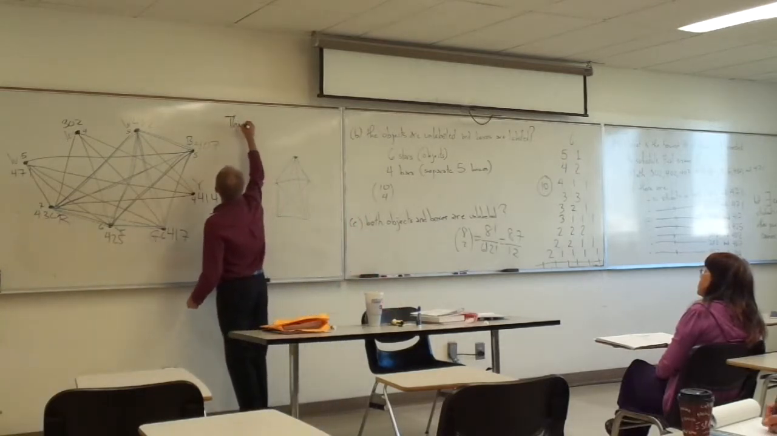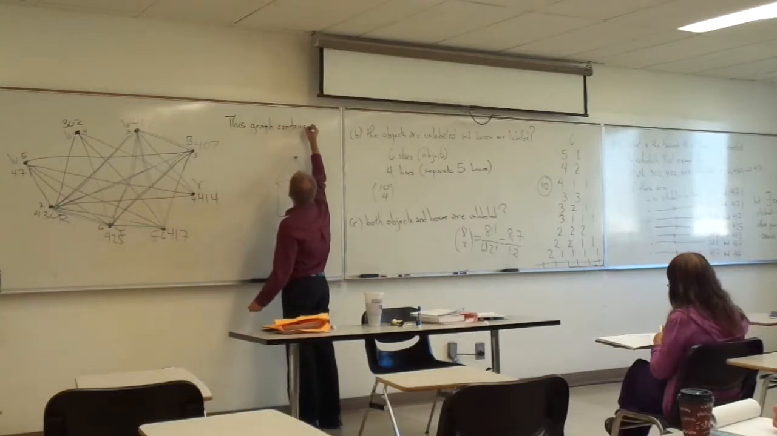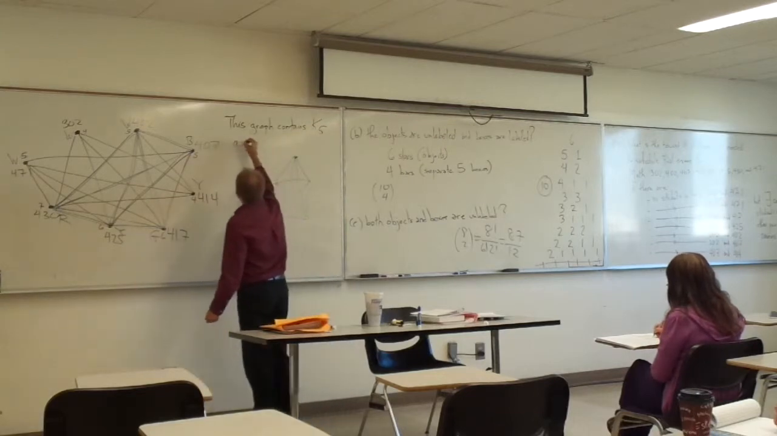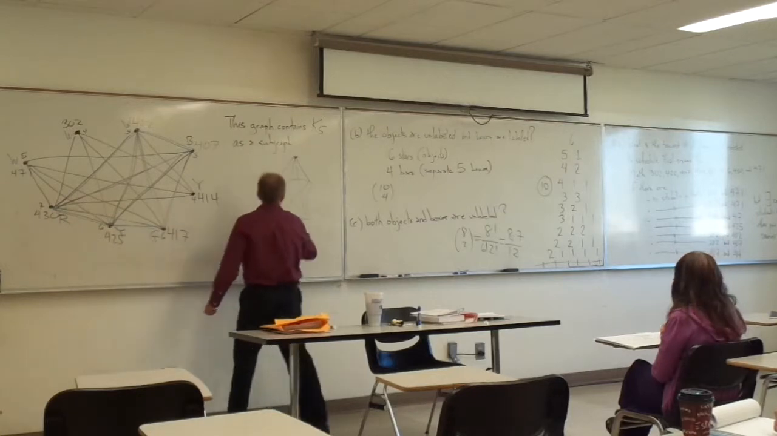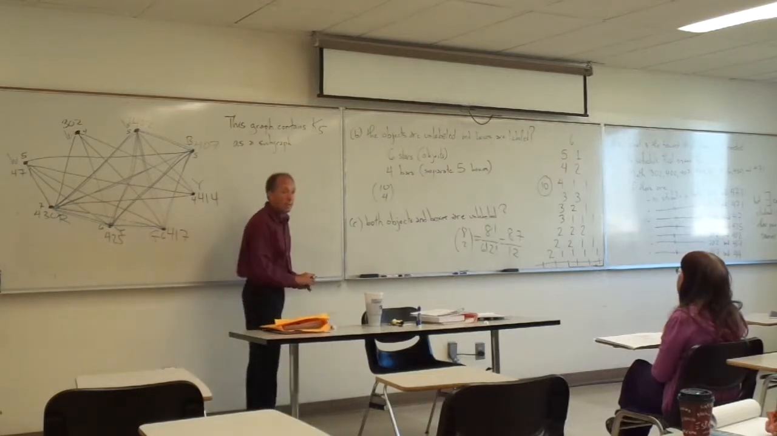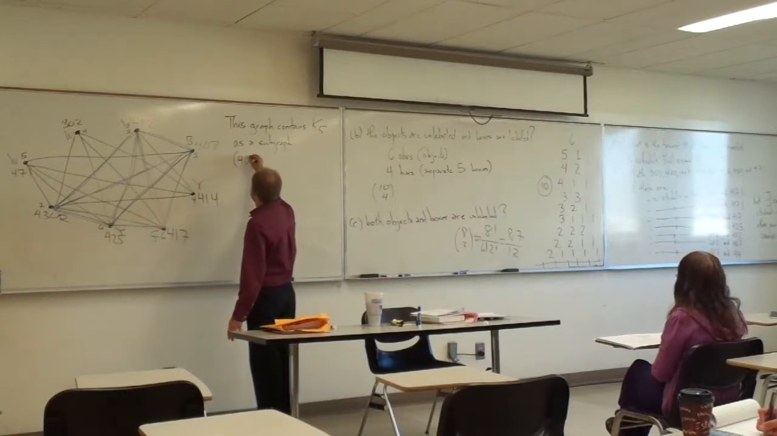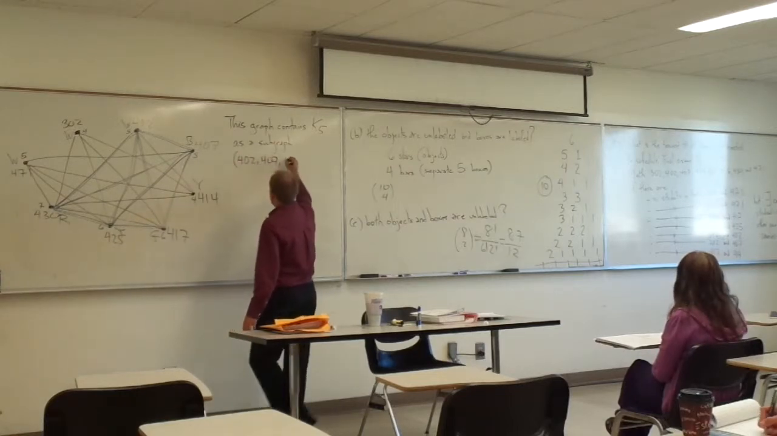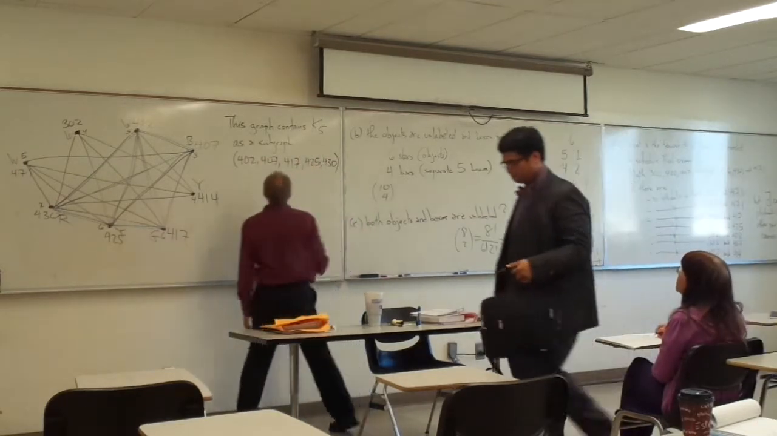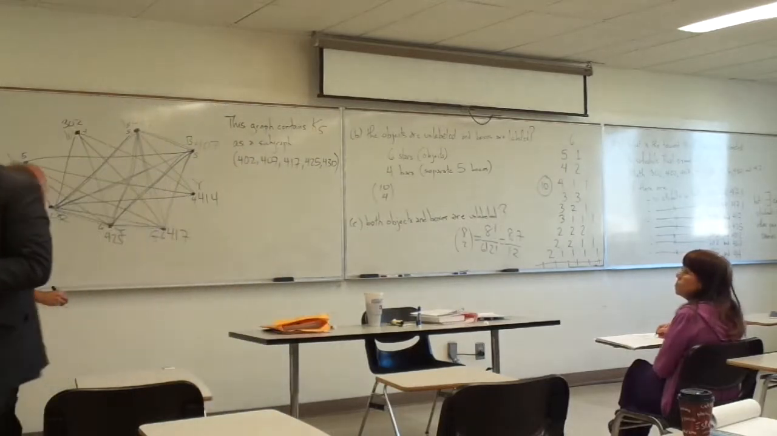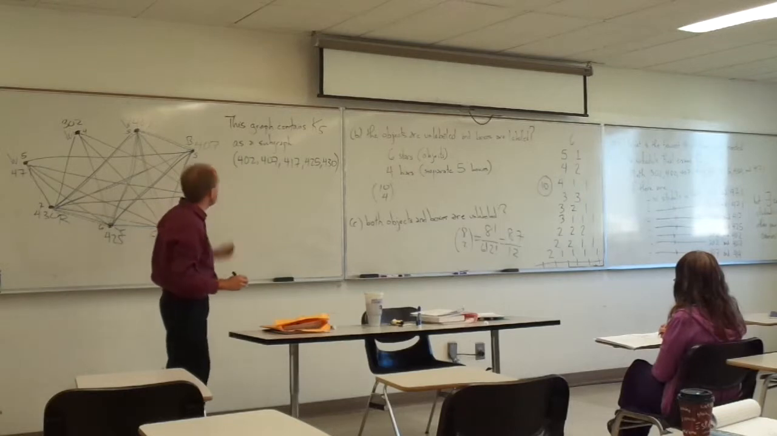So this graph contains K5 as a subgraph, and you know what would be really good to do if this was on the test would be to tell me what are the vertices in the subgraph. So 402, 407, 417, 425, and 430. Those are your vertices that produce that subgraph. Okay.